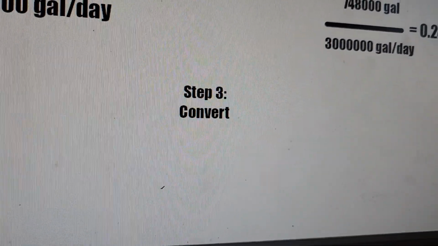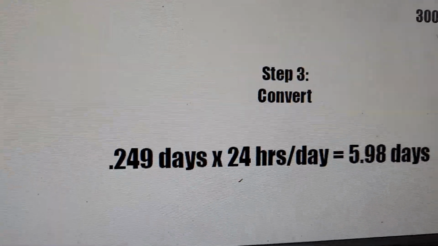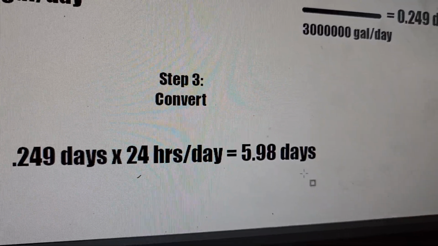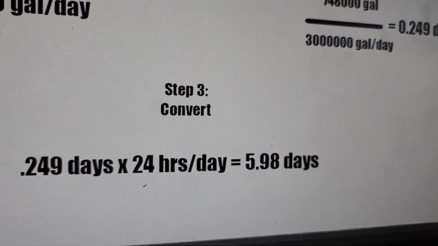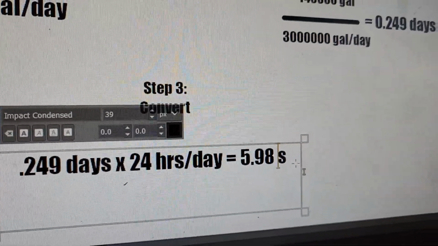But your third step is to convert. I shouldn't have ranted about converting. And so you can see here 0.598. I didn't get my units right.